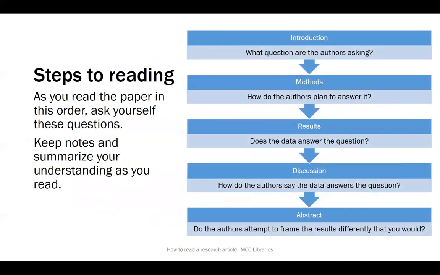And here are the steps to reading. As you read the paper in this order, ask yourself these questions. Keep notes and summarize your understanding as you read. So the introduction: can you pull out what question the authors are asking? The methods: how do authors plan to answer it? Results: does the data answer the question? For the discussion: how do the authors say the data answers the question? For the abstract: do the authors attempt to frame the results differently than you would?